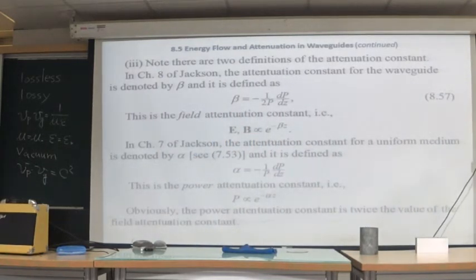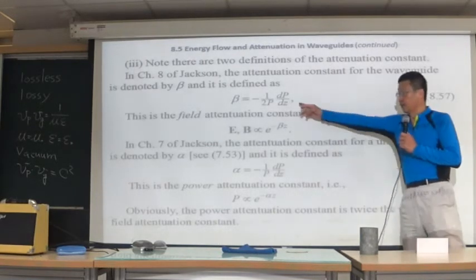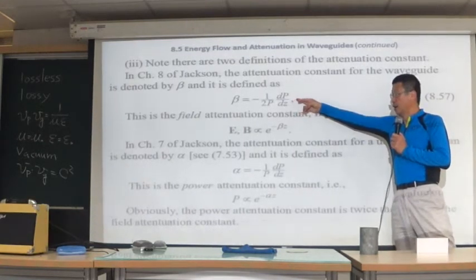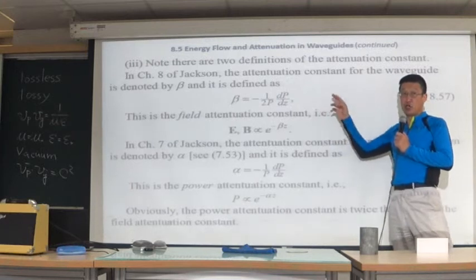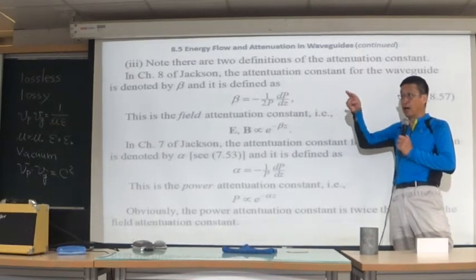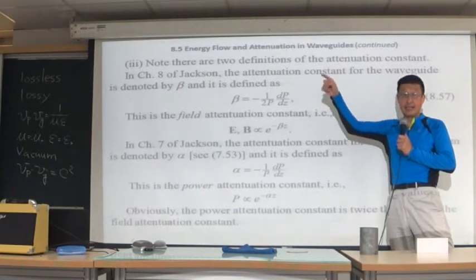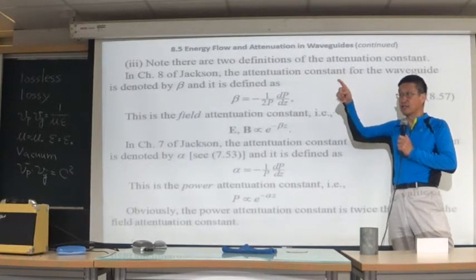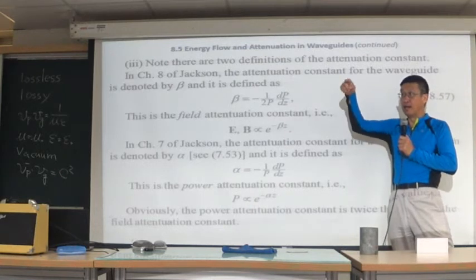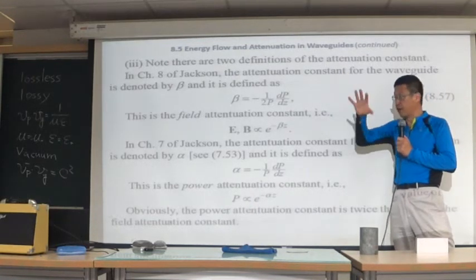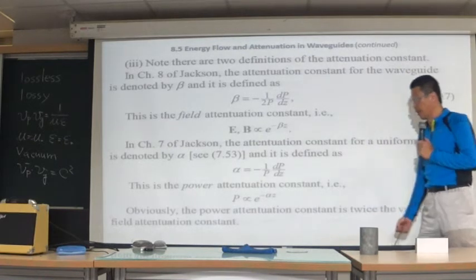The definition of attenuation constant. In chapter 8 of Jackson, the attenuation constant for a waveguide is denoted by beta and defined this way. This is called the field attenuation constant because we modify kz, and the field is exponential i kz z. So modifying kz just modifies the exponential, minus beta z. So it is just the field only. That's the field attenuation constant.